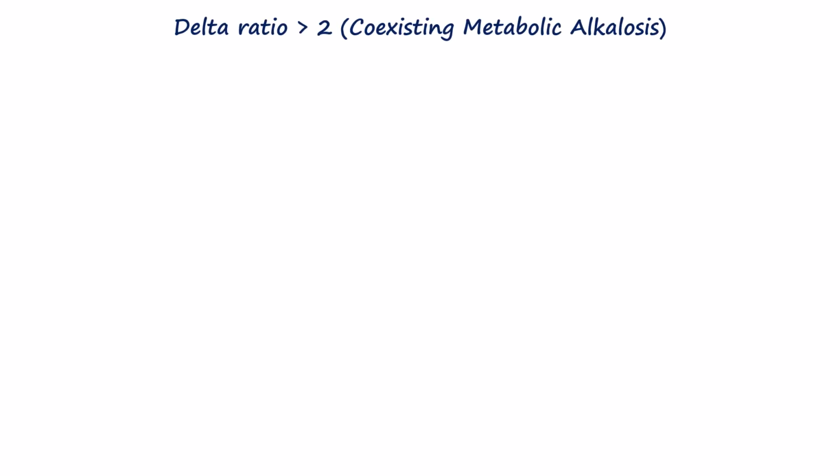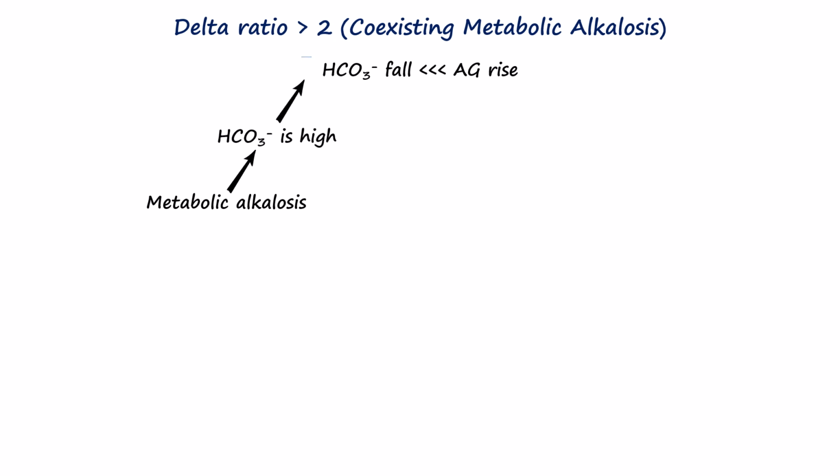Lastly, a delta ratio greater than 2 strongly suggests the coexistence of a concurrent metabolic alkalosis. This elevated ratio indicates that the observed decrease in serum bicarbonate is significantly less than what would be expected from the anion gap increase. This happens because metabolic alkalosis is actively opposing the bicarbonate consumption from the acidosis. So, while the unmeasured acids like lactate and ketones are consuming bicarbonate and raising anion gap, another process like vomiting, diuretic use or alkali ingestion is simultaneously generating new bicarbonate.